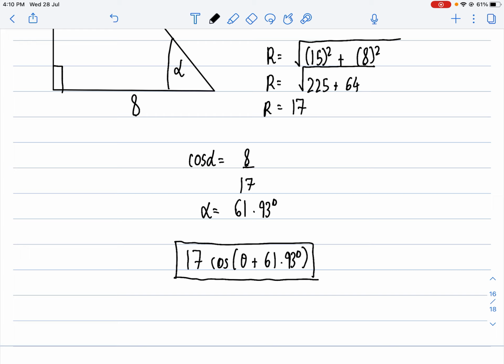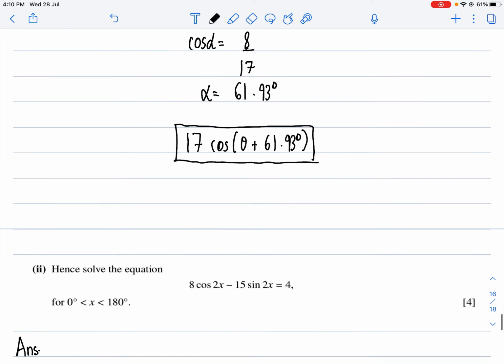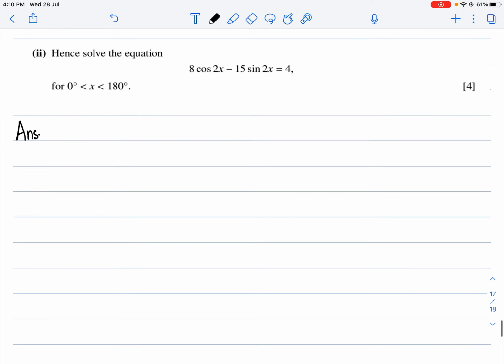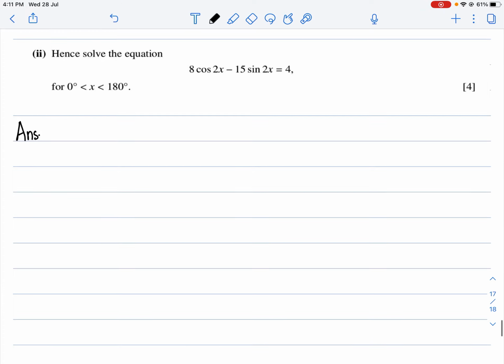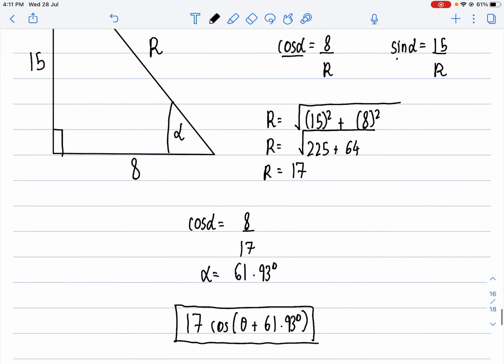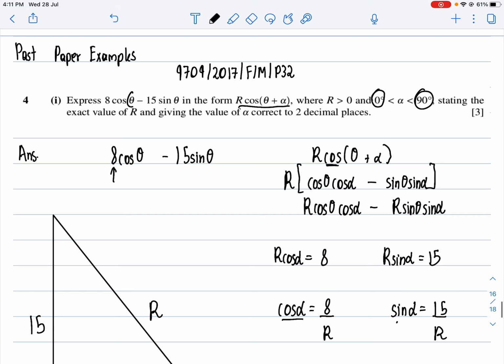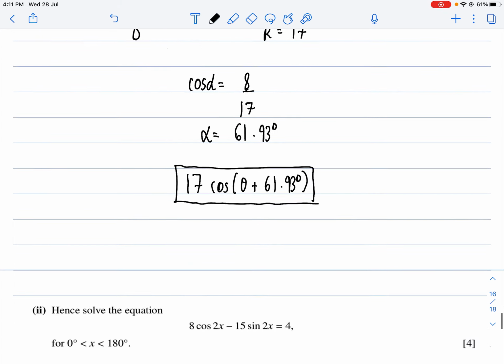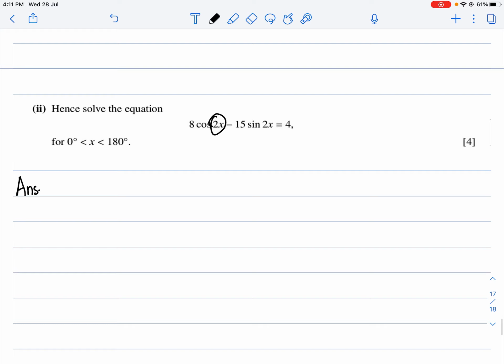But mostly in these kinds of questions, they ask another part, which is simple trigonometry where you need to calculate the value. So let's have a look at those kinds of questions. This is the second part. I need to solve the equation 8 cos 2x minus 15 sin 2x, which is equal to 4. Now, if you notice properly, I had a theta here, correct? But here I have a 2x.